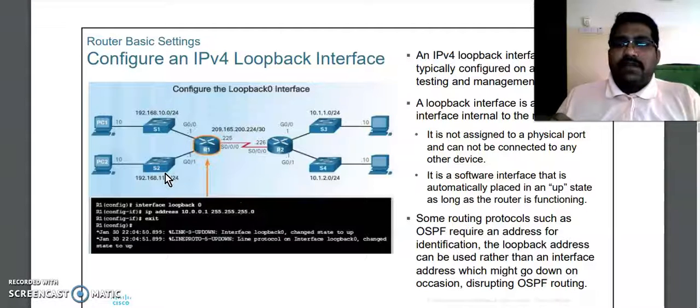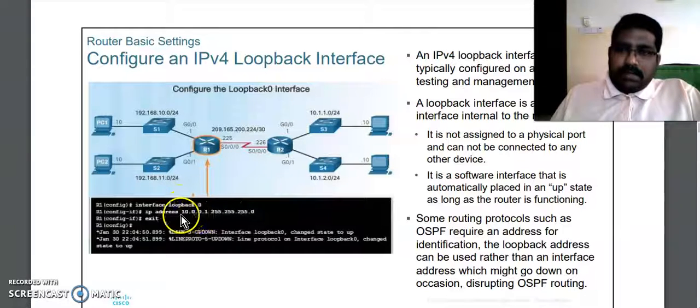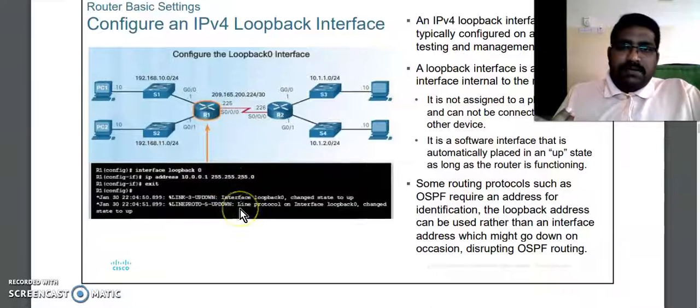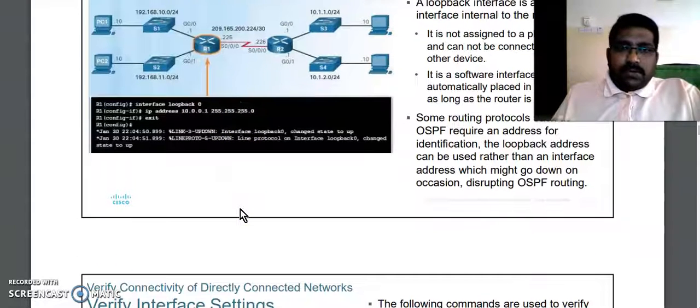Now we will see how to configure the loopback interface. For that, you have to use the command interface loopback 0. Then you have to type the IP address provided. The provided IP address is 10.0.0.1, and the subnet mask is 255.255.255.0. No need to use the no shut command because it is always on, in the up state by default. The loopback interfaces are used in the OSPF routing protocol, in the old version of OSPF.